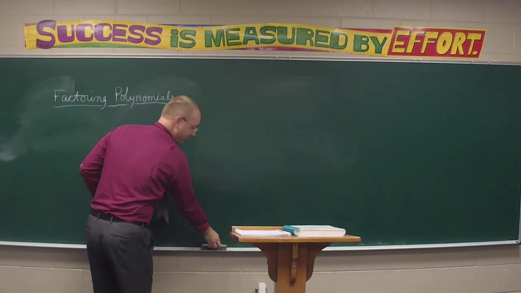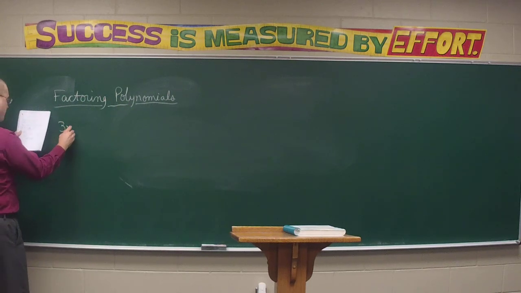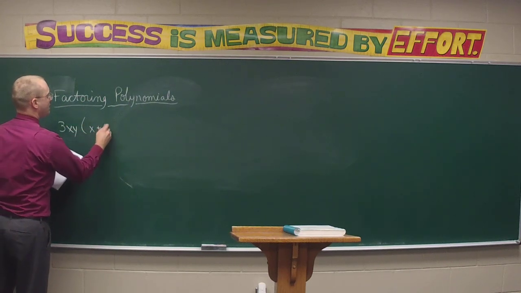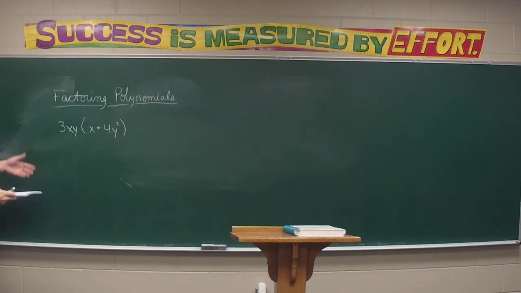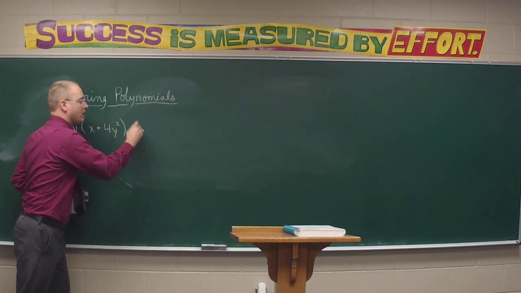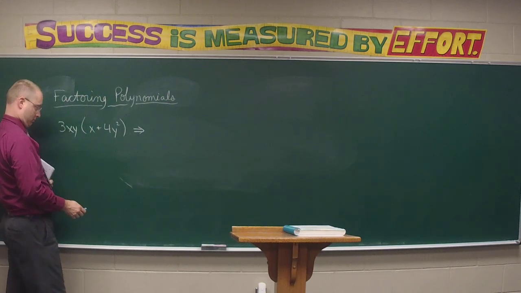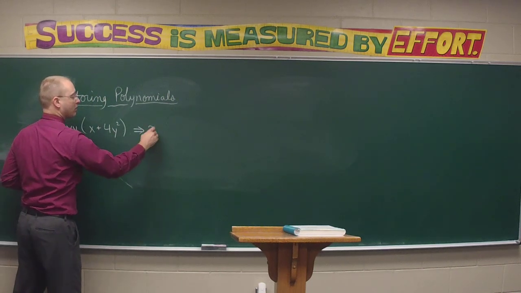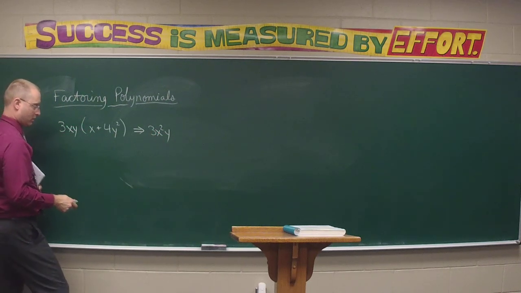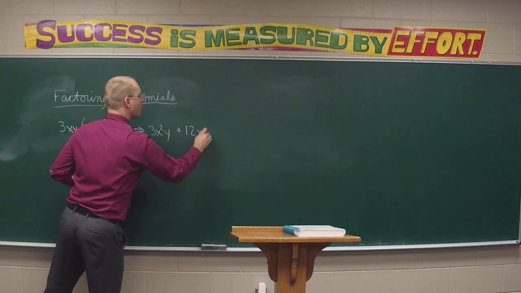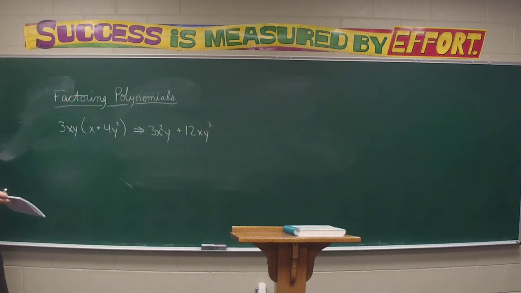Factoring polynomials. You know that 3xy times x plus 4y squared, we could distribute. And when we distribute, what do we get for our answer here? Genesis? Positive 3x squared y plus 12xy cubed. There we go, right? All of you should have been thinking the same thing. We've talked about distribution already.